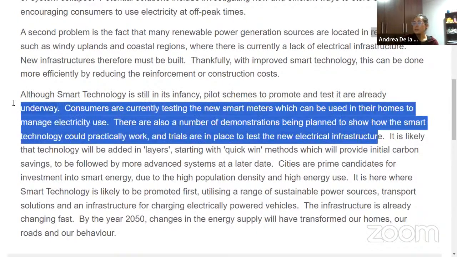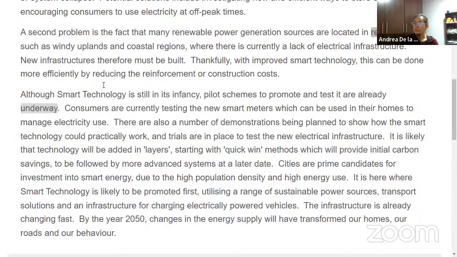So that's the context, right? And I think that's everything we need to know. First of all, something that also helps, same thing as examples with these question types, is this type of connectors that show contrast, that show addition, that show evidence, that show cause and effect. So in this case, the word although means contrast, right? So when they say, although smart technology is in its infancy, that means that it's not starting yet. They say pilot schemes are already underway. So pilot schemes are already happening, are already in progress. They're not in their infancy, they're happening, right?